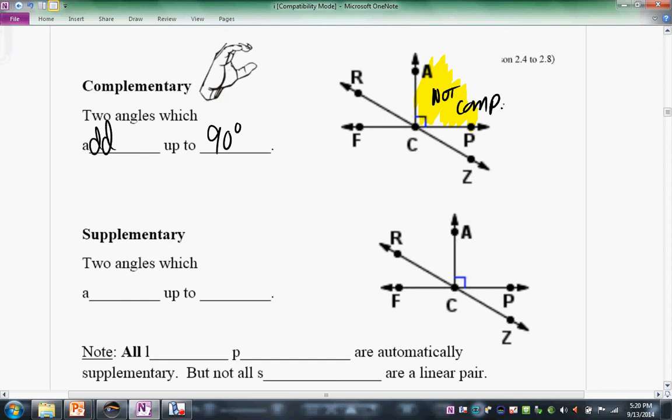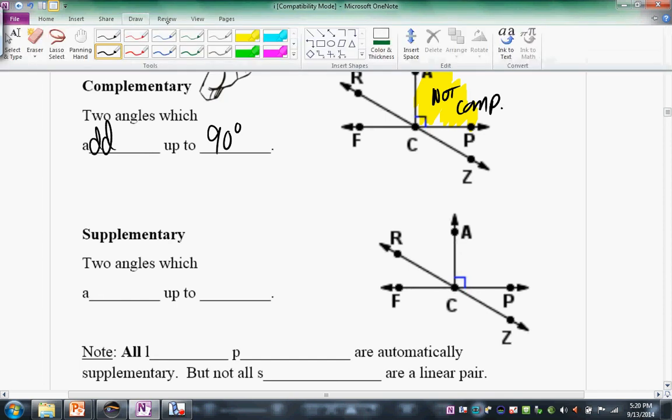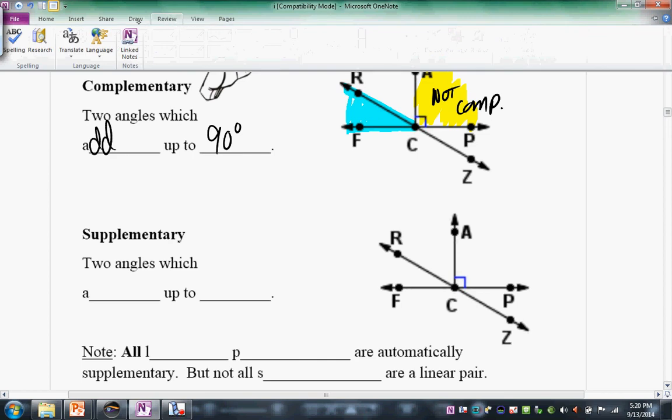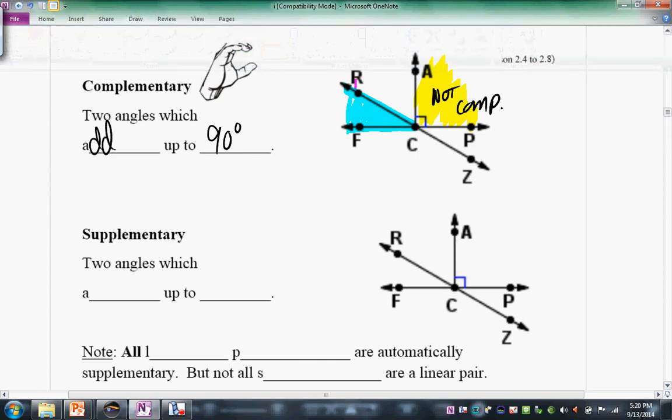Complementary angles are two angles that add up to 90. So in this case, angle FCR, the blue angle, and RCA, the pink angle. These two angles together would be complementary. They add up to 90.